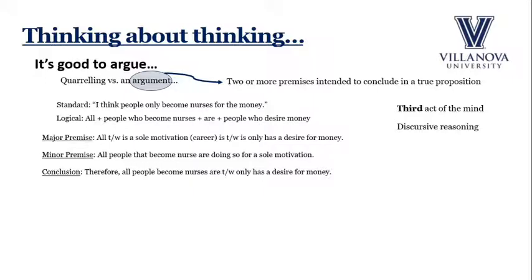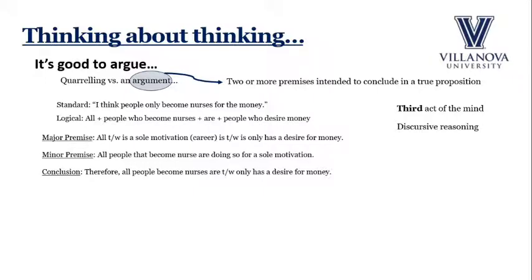If we had to work this out into an argument, it's going to have a major premise, a minor premise, and then the conclusion. So we probably would say all that which is a sole motivation for our career is that which only has a desire for money. We almost have to make the assumption that somebody's saying people do stuff for the money, all right? The minor premise, all people that become nurses, they're doing it for the sole motivation, all right?